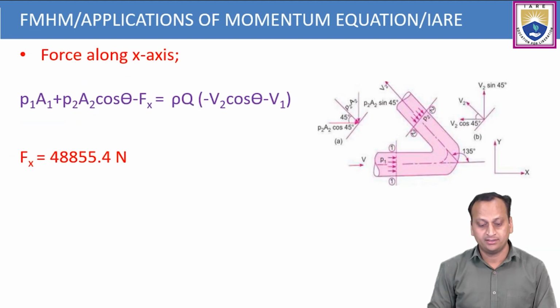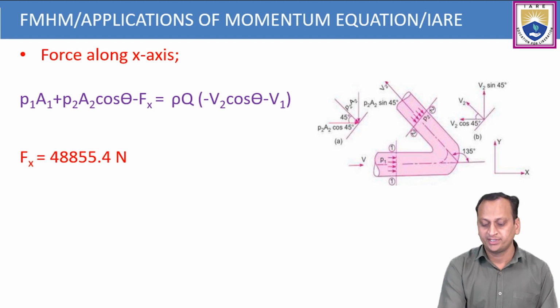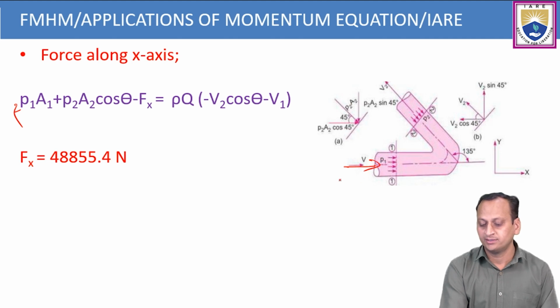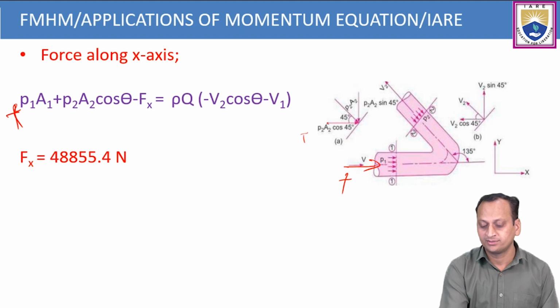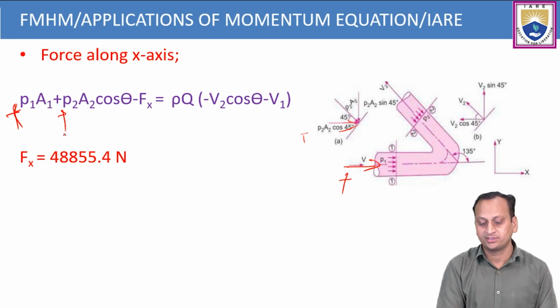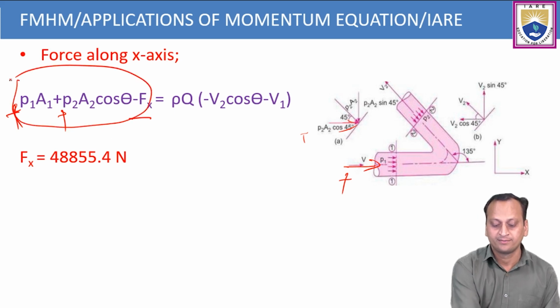Therefore, we'll write the expression for the net force about x on the given pipe for the orientation of 135 degrees. It can be written like this: P1A1 is positive, as P1A1 is in the rightward direction. P2A2 is also positive, it's moving in the forward direction. Minus Fx, this is the force exerted by the bend on the liquid. So minus Fx, this is the net force.